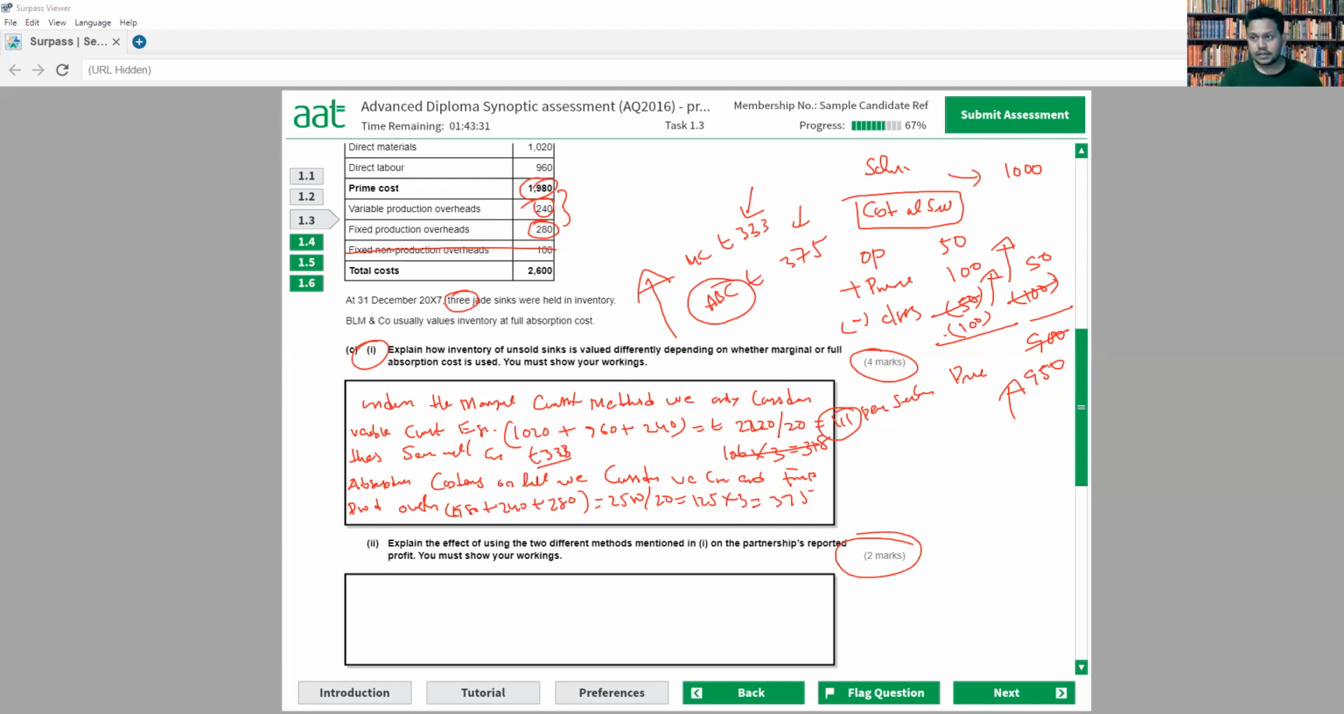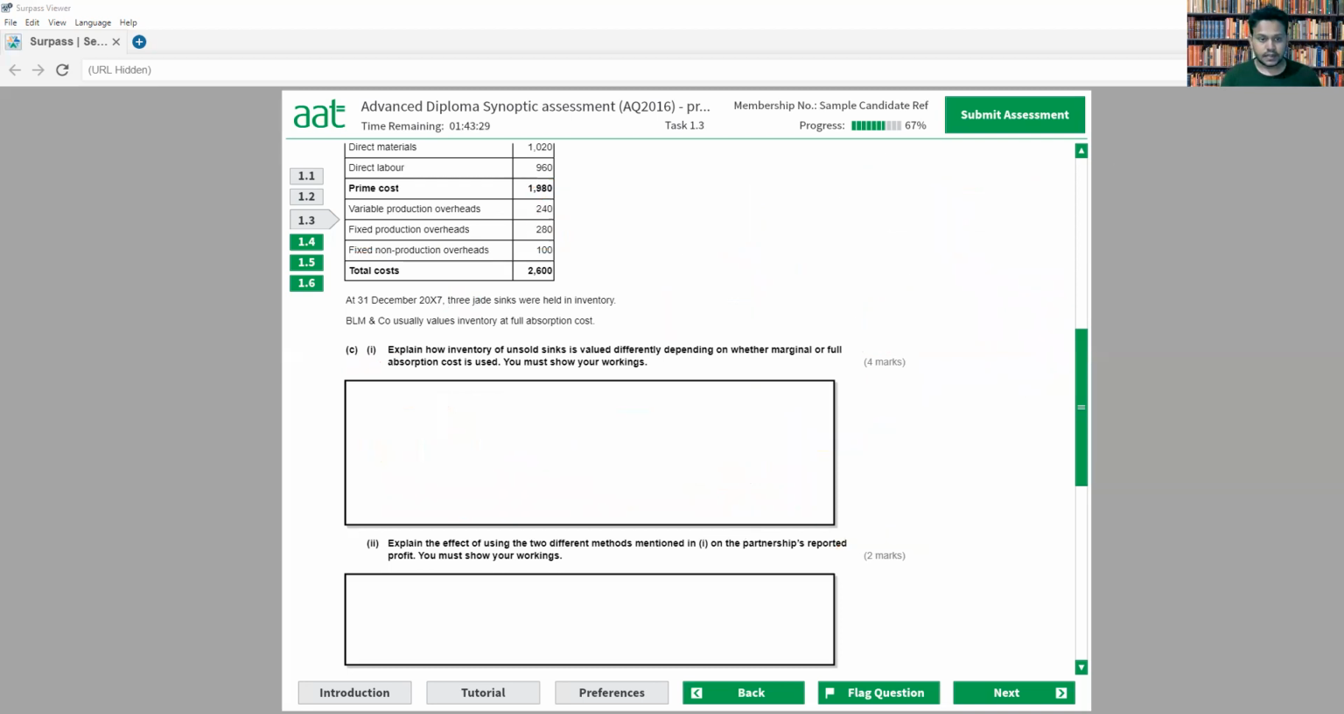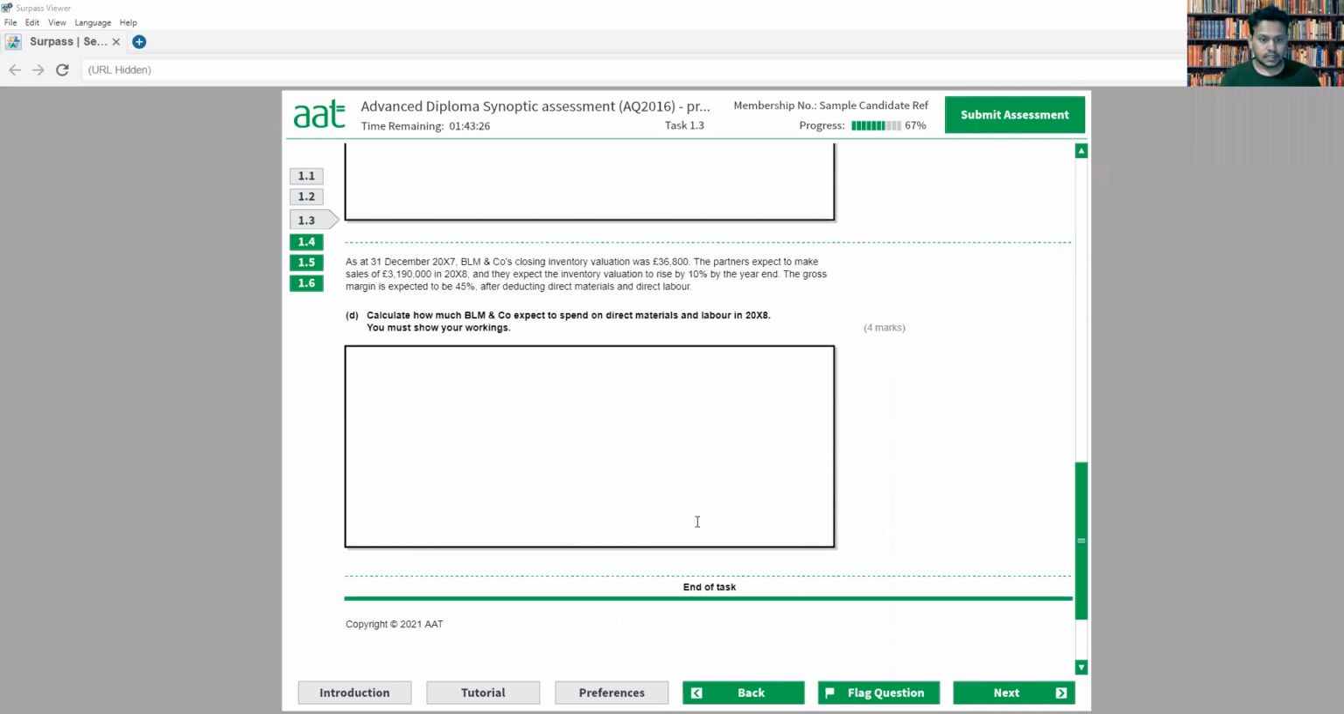All right, let's have a look what else we have. So the last one we have here, let's have a look what question it is. As of 31st of December 2017, BLM Co closing inventory value is 36,800. The partners expect to make sales of 31,900 in 2018. They expect the closing inventory to rise 10%.